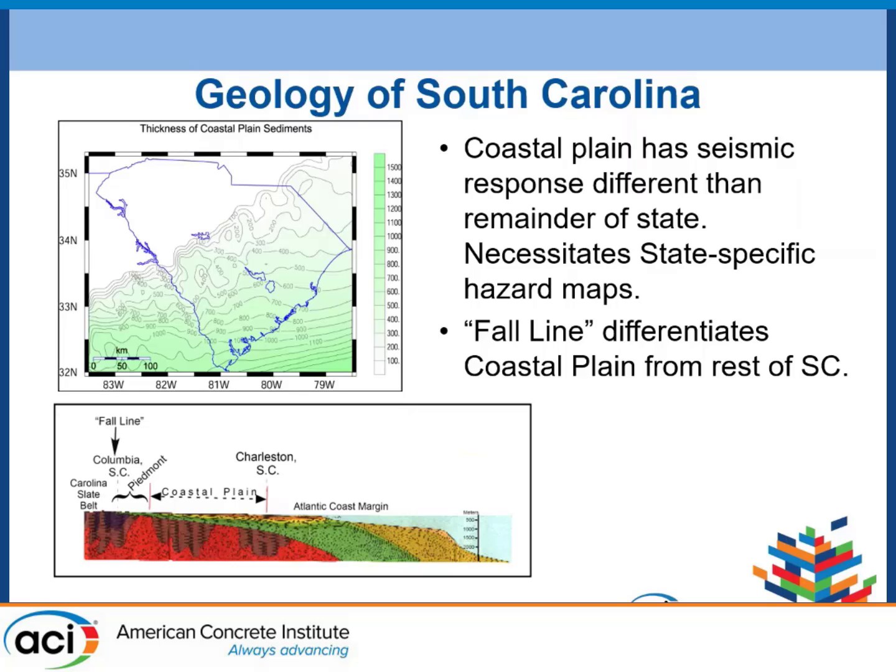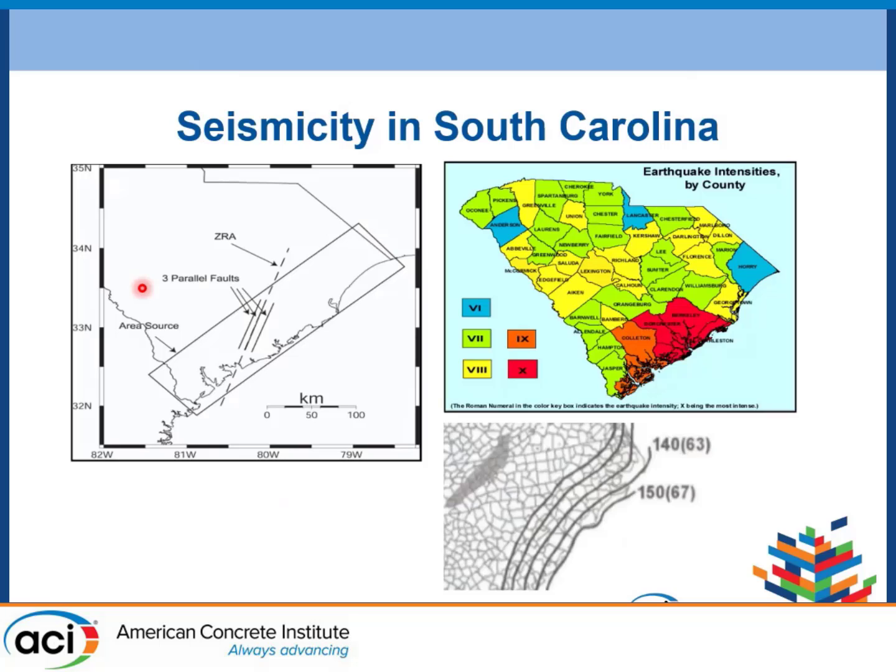Where I live in Columbia, South Carolina, is right around the fall line, which differentiates that coastal plain from the rest of our state. Once you get above that, you've got rock, and you've got much less seismicity, as well as a little bit easier ability to define the hazard. So these are some of the faults that we've got in South Carolina that are causing some of the seismic hazards in our state, as well as locations where we expect some of the higher shaking.